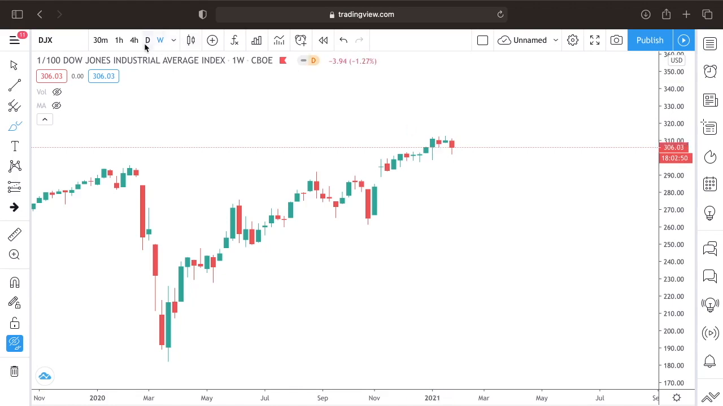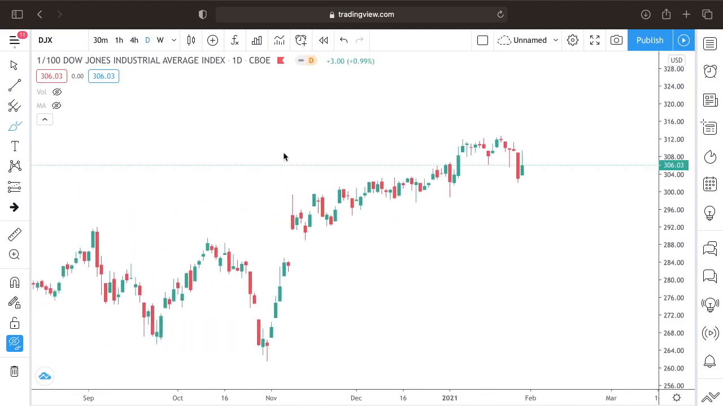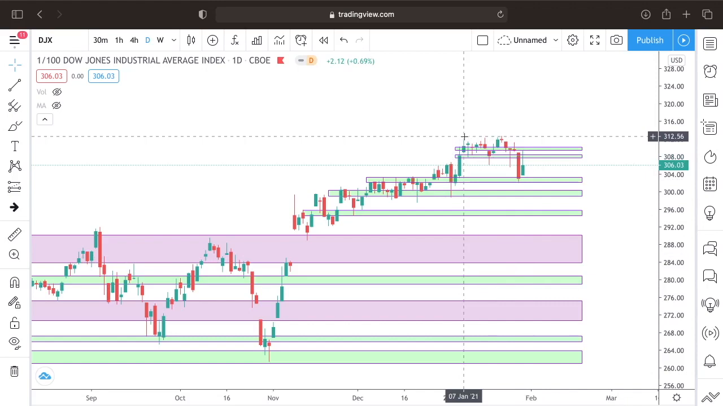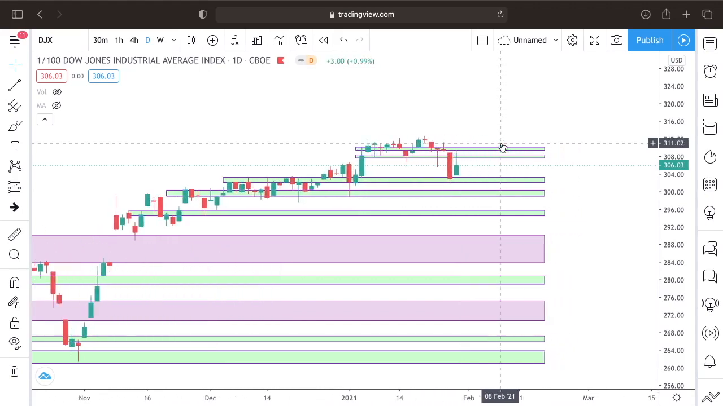If we take a look on the daily time frame and zoom out a bit over here and bring on our technicals, over here we see that there was a clear resistance at this price level of around $312. Even though prices reached close to that level, prices are unable to break past that price level. So the price level of $312 is proving to be a significant area of resistance for the Dow Jones.